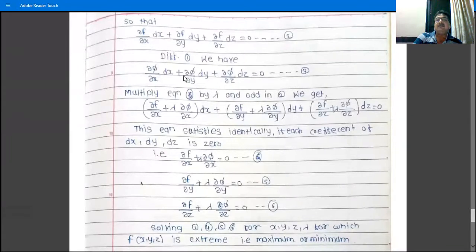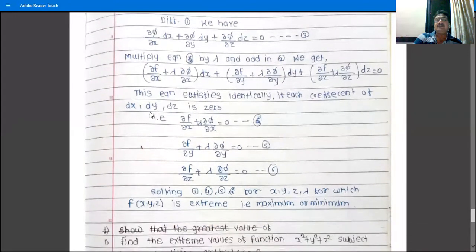Then multiplying equation number 3 by lambda and adding in equation number 2, we have this equation. Take dx as common, dy as common, dz as common. This equation is satisfied identically if each coefficient of dx, dy, dz is 0. That is, if this bracket is 0, this bracket is 0, this bracket is 0. So we have equation number 4, 5, 6.